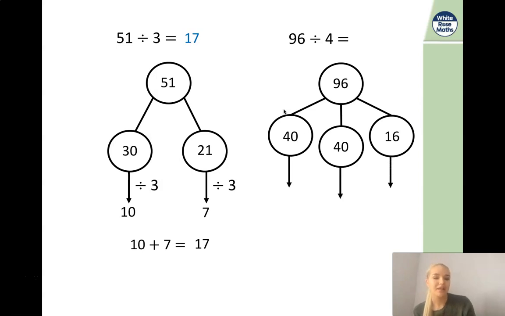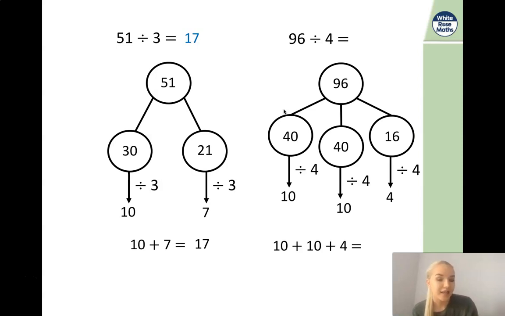We can then divide each of these numbers by 4. 40 divided by 4 is 10, we know that. What is 16 divided by 4? How many 4s are in 16? Fantastic, 4. We can also add these all together. 10 add 10 is 20 and 20 add 4 is 24.